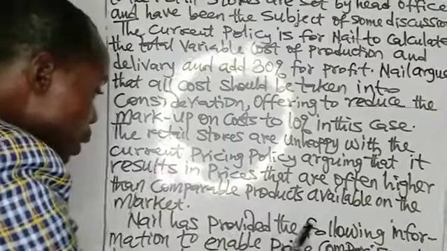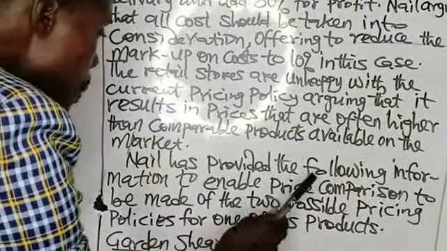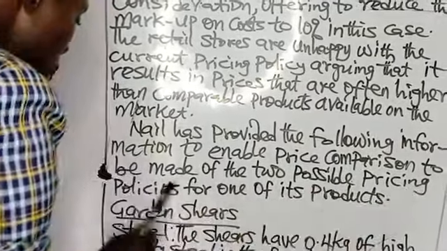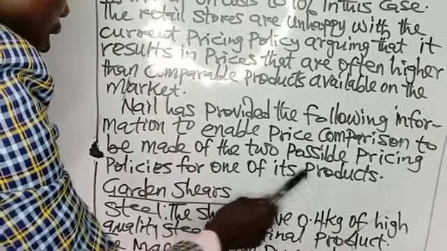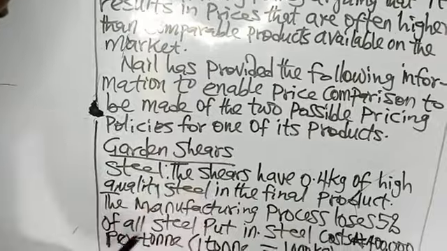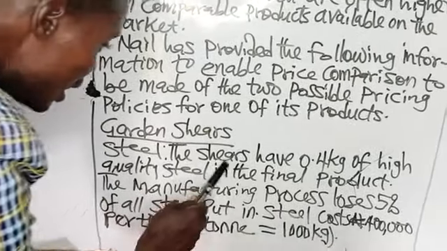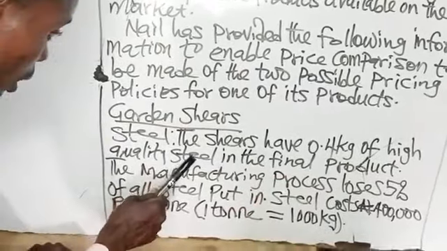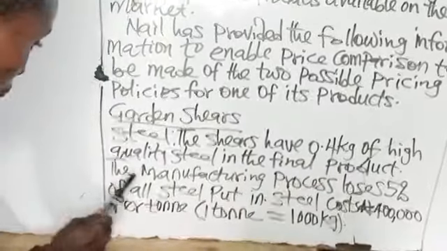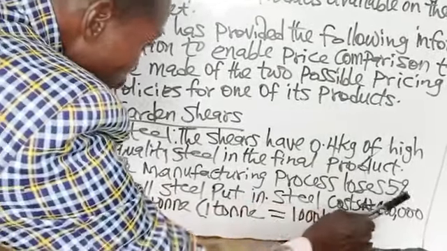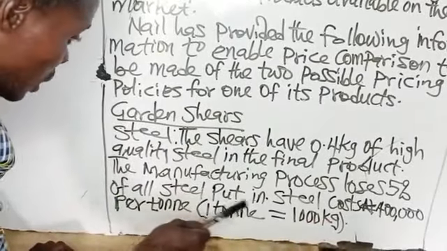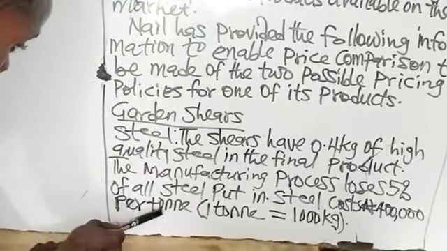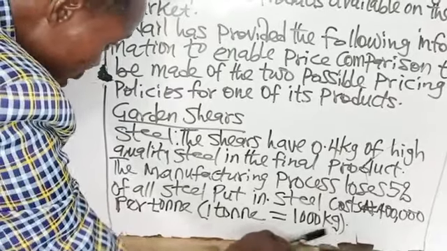May has provided the following information to enable price comparison to be made of the two possible pricing policies for one of its products, garden shares. The shares have 0.4 kg of high quality steel in the final product. The manufacturing process loses 5% of all steel put in. Steel costs 400,000 naira per ton. 1 ton equals 1,000 kg.